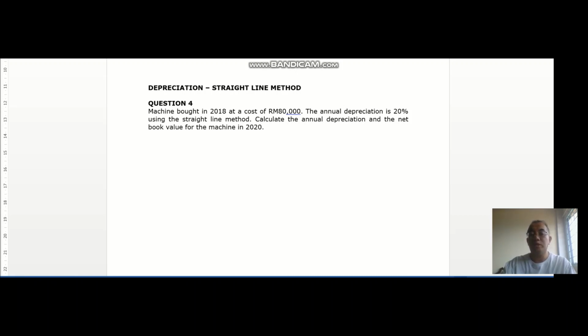So the annual depreciation is 20% using straight line method. This question clearly states that you have to use the straight line method, and we know that in the straight line method, the value of the depreciation that you have calculated will keep on repeating every year with the same figure. So let me show you in Excel format. Okay, let's go to Excel.